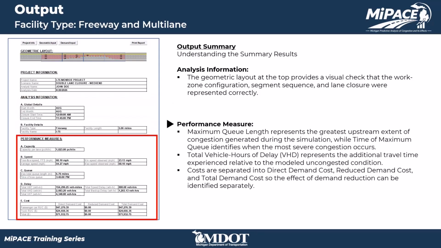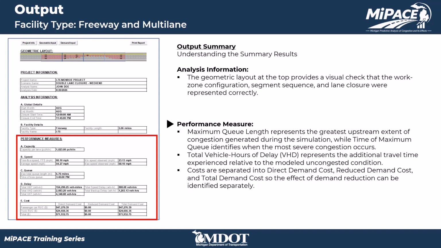The Q section identifies the maximum upstream extent of congestion and the time when that maximum occurs. The delay section reports the total vehicle miles traveled, vehicle hours traveled, total vehicle hours of delay, speed delay, and backup delay. Speed delay reflects vehicles moving below the reference operating speed, while backup delay reflects the additional delay caused by queuing.